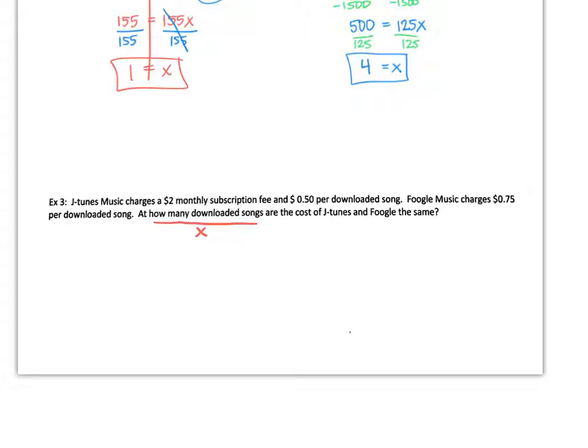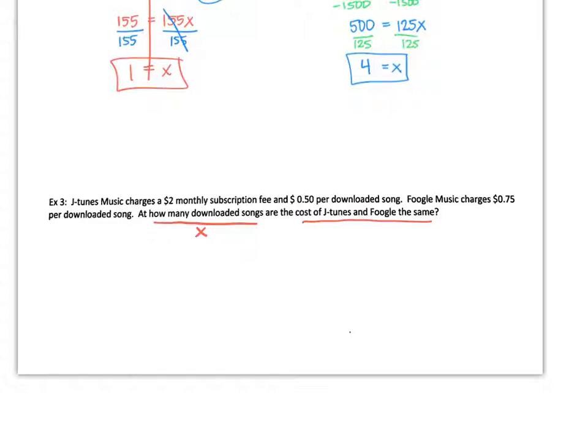Also, at the end of the question, it says, when are the costs the same? So we want to find the amount of songs that if we bought the same amount of songs from JTunes as Fugal Music, when would that be the same? So is it the same when you buy 10 songs each, or 20 songs each, or 30 songs each, and so on? So we need to put this into an equation.